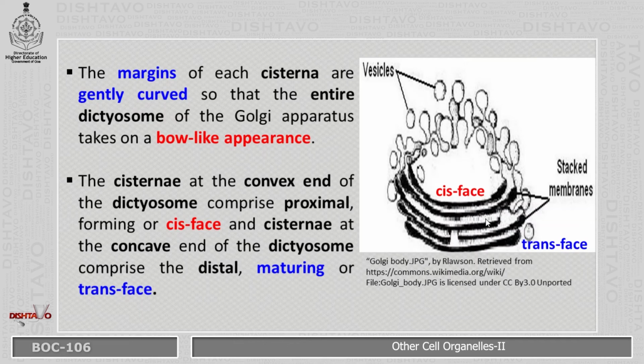The cisternae at the convex end of the dictyosome comprise the cis face. So if you see the convex end, this is the convex end, you see the cis face, and you see the trans face on the concave side of the dictyosome, which comprises the distal maturing or the trans face.